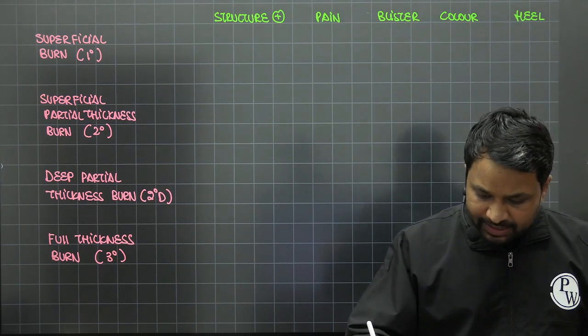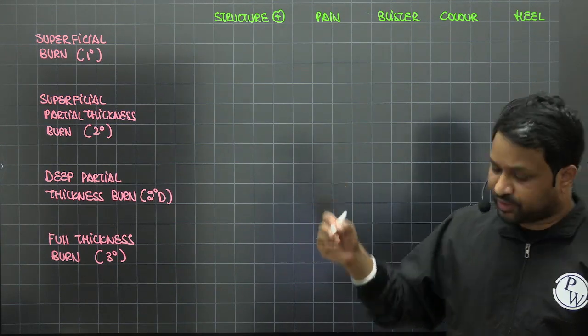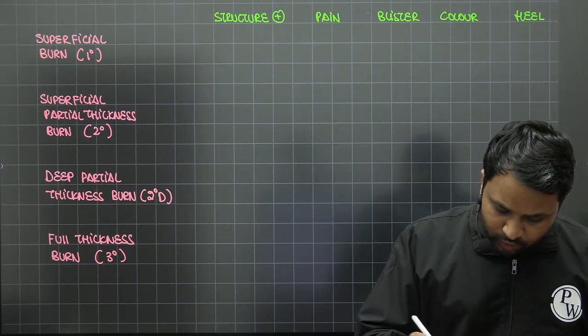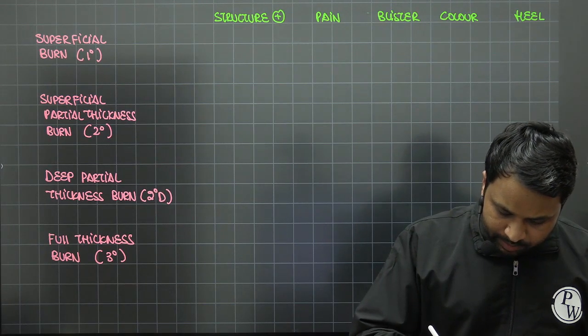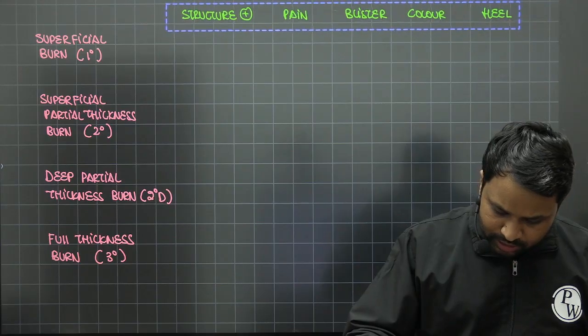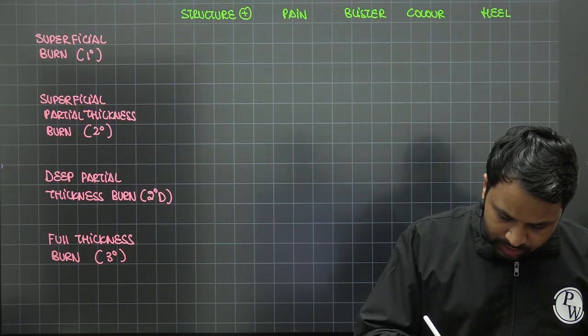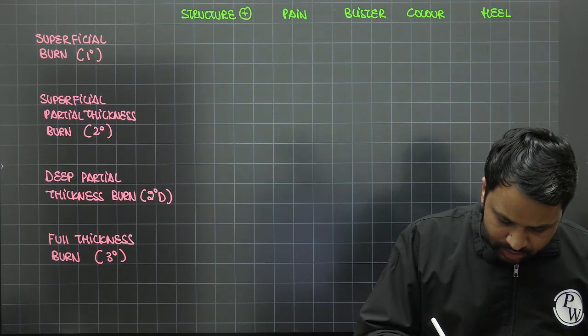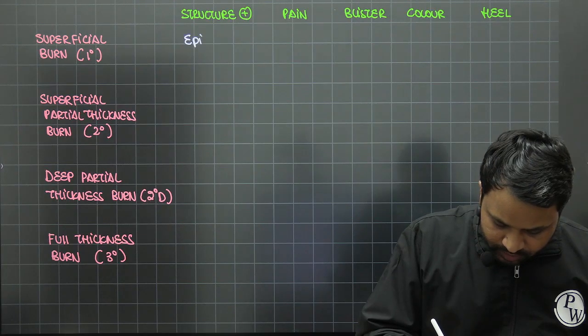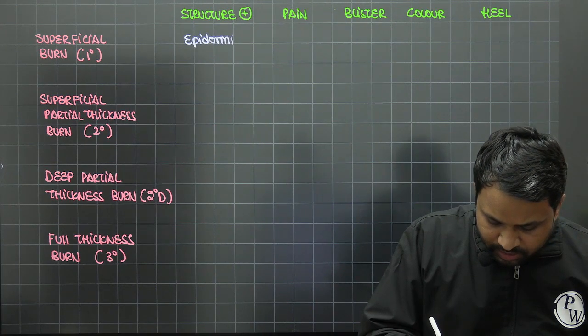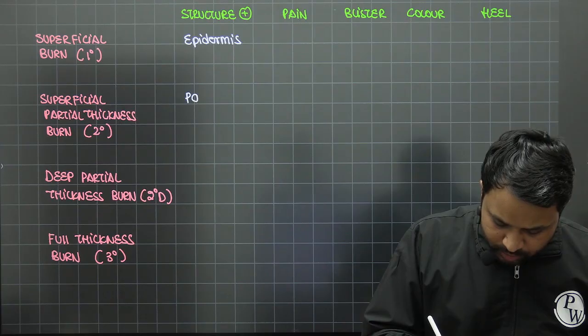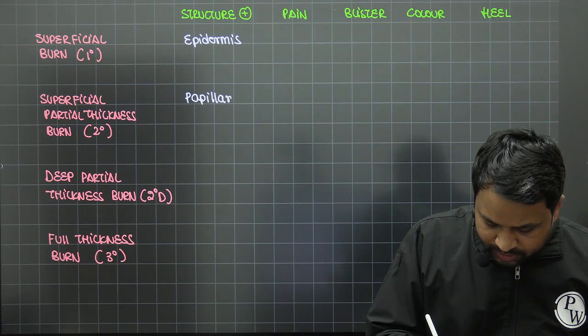Now, when we say that you have a patient who's got a superficial burn, the structure involved is only going to be the epidermis of the skin. Here it is going to be the epidermis of the skin. Here it is going to be the papillary dermis of the skin.